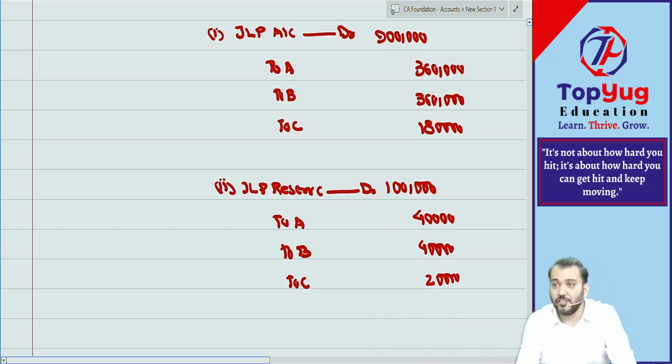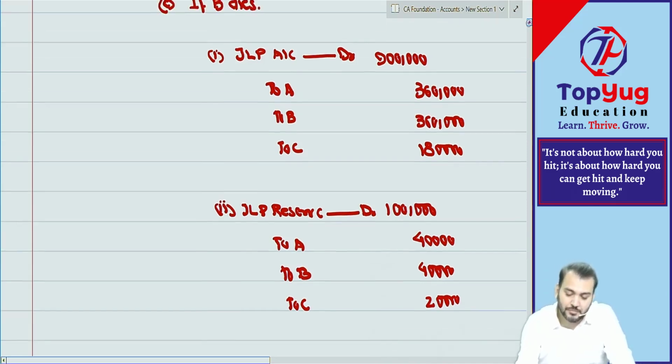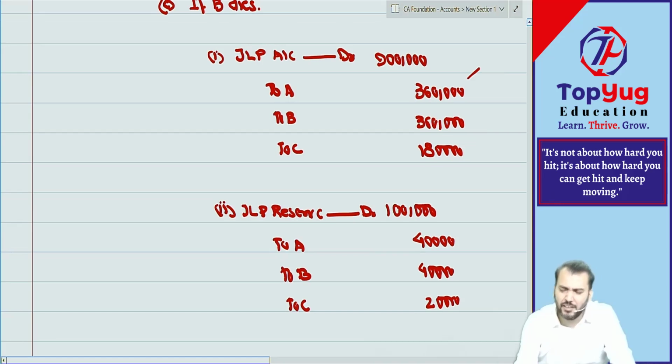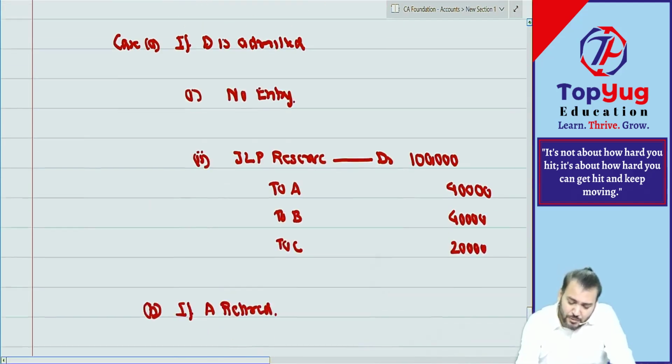How many done first journal entry correctly? Anyone have done mistake in first journal entry? How many done mistake in first journal entry? How many done second journal entry correct? So how many done mistake in second journal entry? Correct. Okay. I think first journal entry you should do correct only, and second journal entry also, JLP reserve is there. In every case we are doing two journal entries.